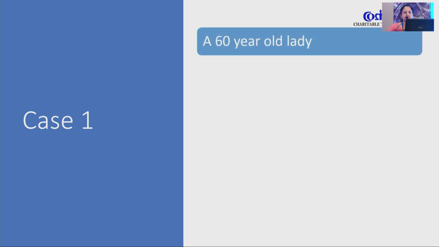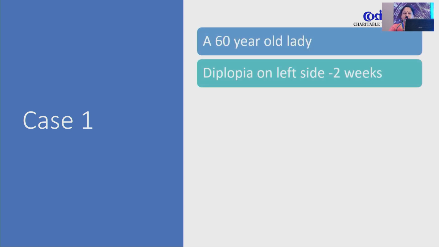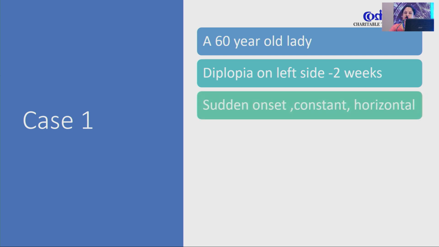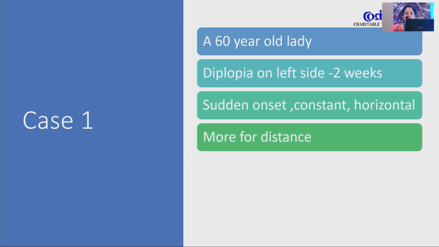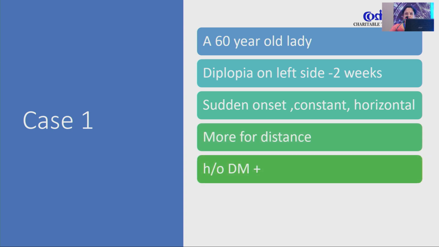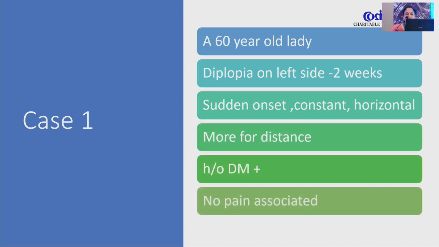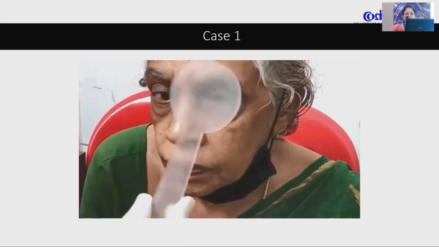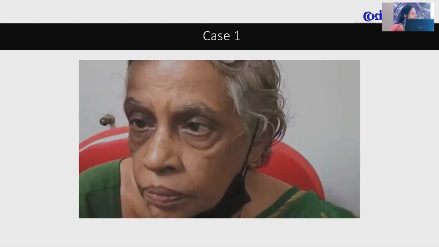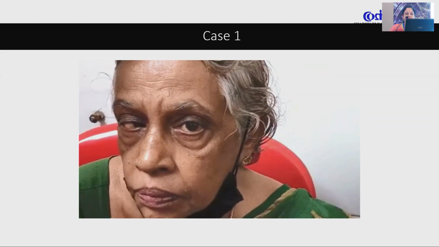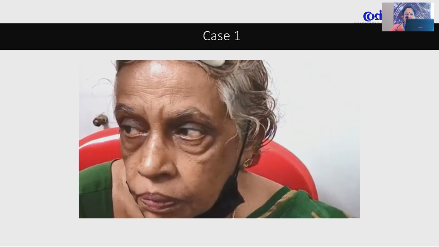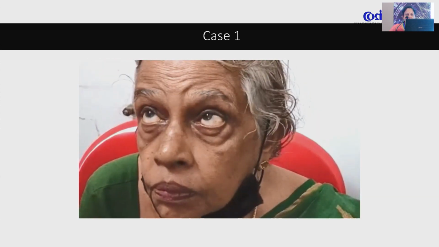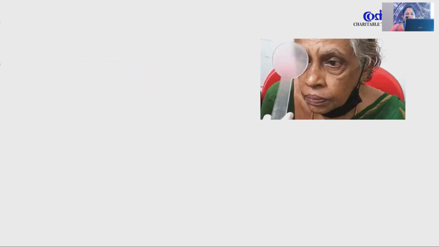So I had a 60-year-old lady who came with diplopia towards her left side, present since 2 weeks. It was sudden in onset, constant, and horizontal. It was more for distance than near, and there was a history of diabetes mellitus. There was no pain associated with this. On covering each eye, you can see there's no movement in the left eye. The left eye abduction is limited, okay? And the movement in the left eye is also quite slow. So this is a clear-cut case of left lateral rectus palsy.